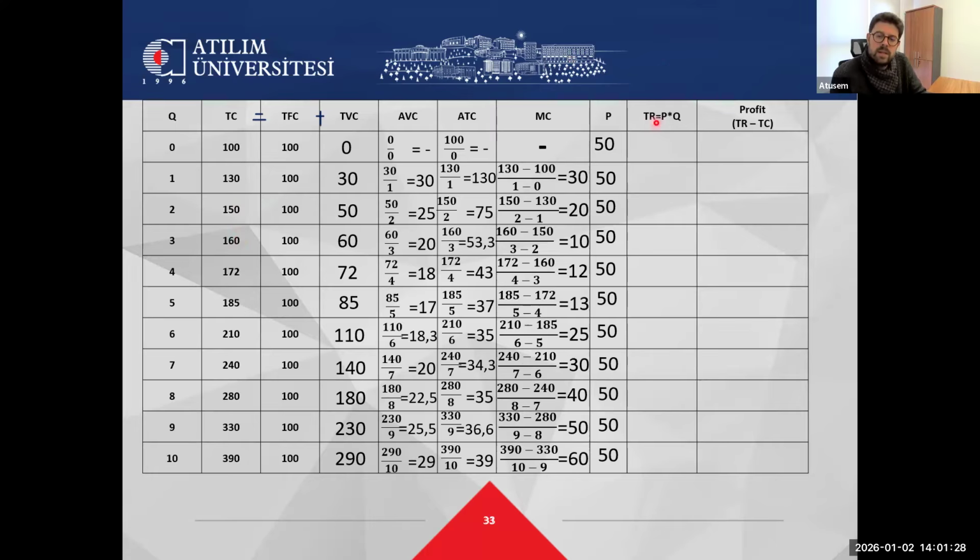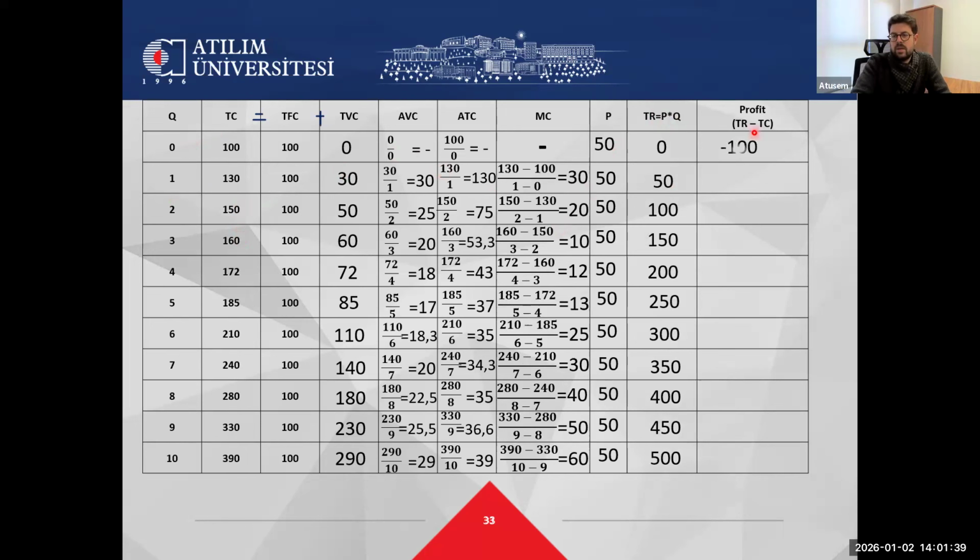Then the total revenue part: price multiply quantity, 50 multiply 0, 50 multiply 1. It's going to look like that. Then look at the profit. The total profit formula is total revenue minus total cost. 0 minus 100, 50 minus 130. It's going to look like that.